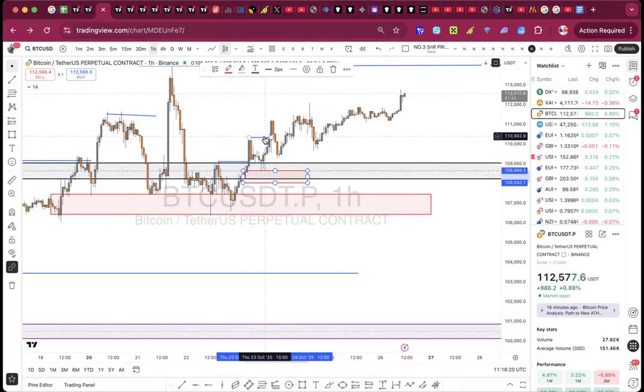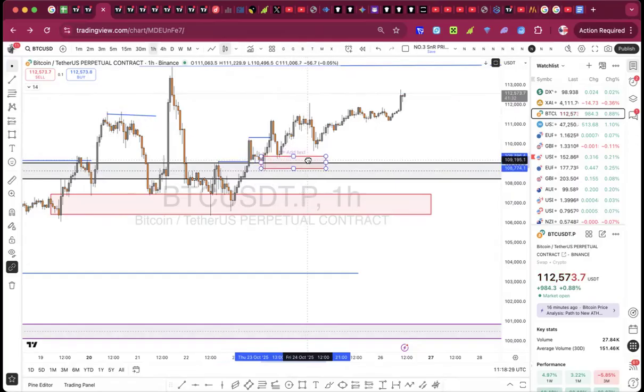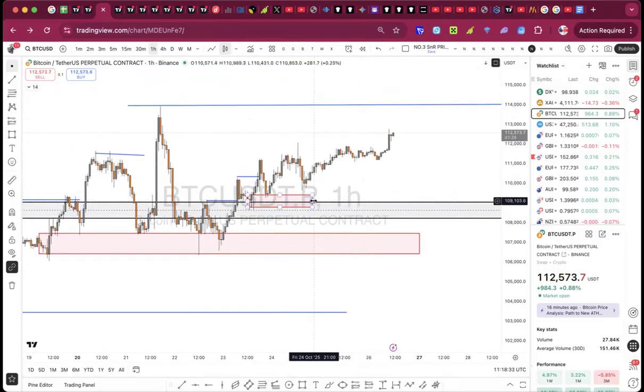Okay, this is a break of structure, this one. Now another break of structure happened here. The origin again, it's no longer this one. And where is the new origin? This is the new origin here, and then it was tapped into. Massive, right? Very fantastic.